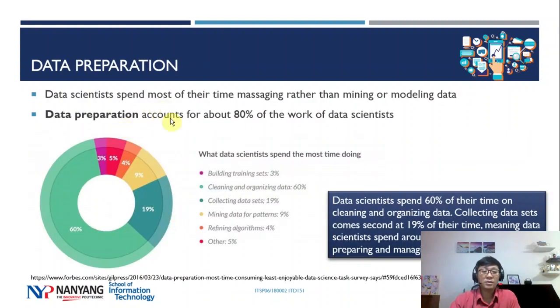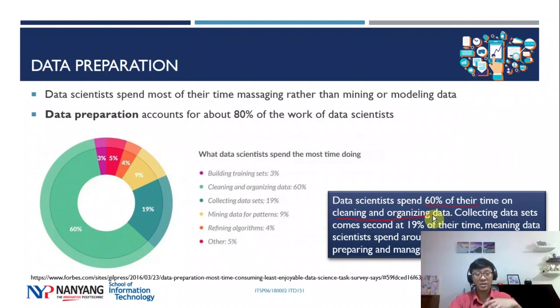Now, data preparation. This is a survey done by Ford. They checked with their data scientists what they spend the most time on during data preparation. A lot of them said they spend 60% of their time not actually analyzing the data, but organizing and cleaning it. So cleaning data, organizing data, and ensuring the collected data are correct takes a long time, and it's a very hard job.